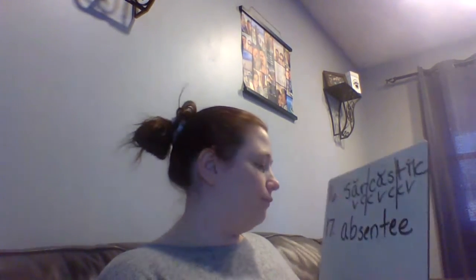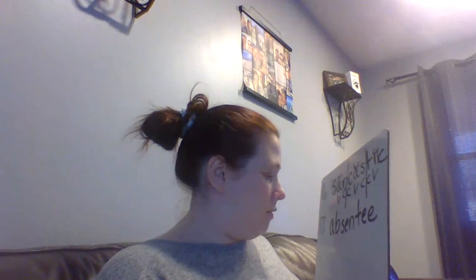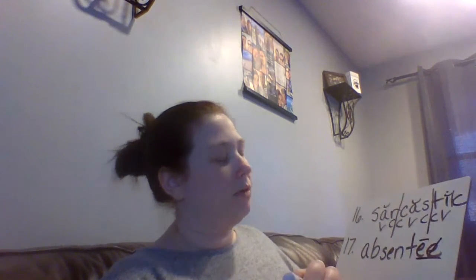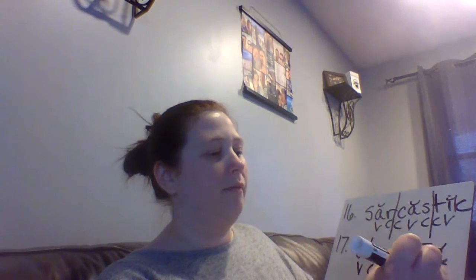Number 17, absentee. I just want to be sure I get it all right. First of all, we have our EE here. We're going to draw all that and put our macron on top of the E there. And then we have vowel, consonant, consonant, vowel, consonant, consonant, vowel.